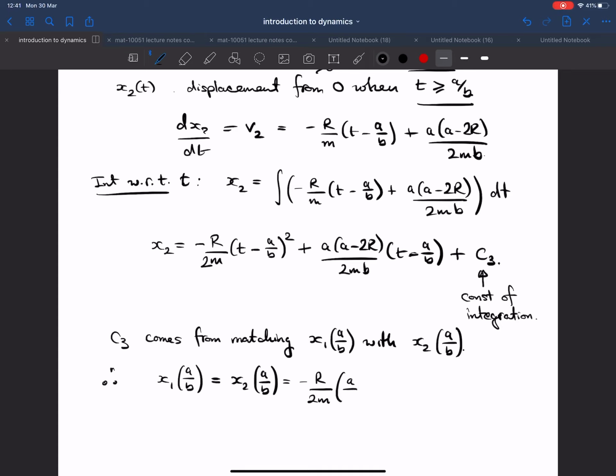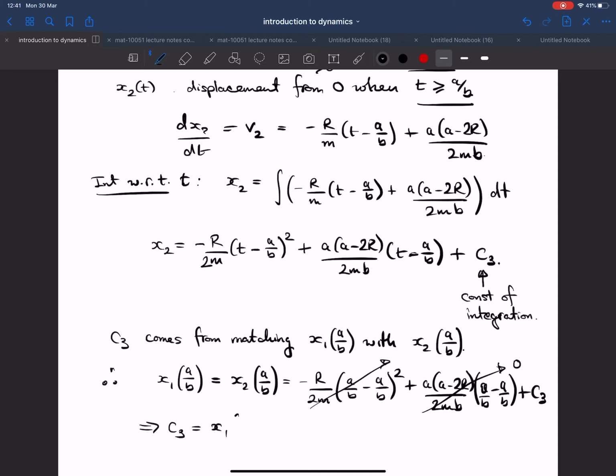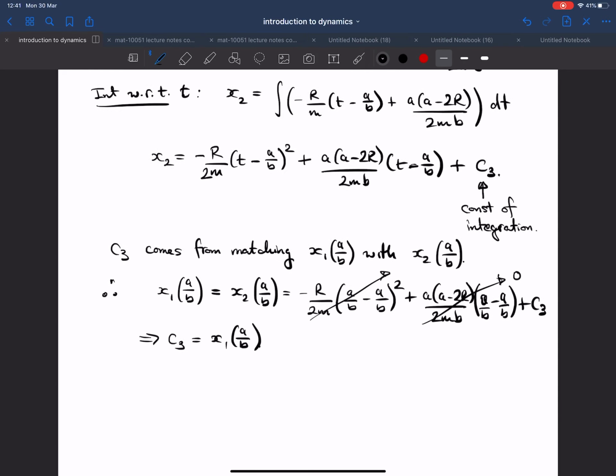But actually life is easy because we kept the factors that vanish. Okay, a over b minus a over b, plus c3. So remember that this is 0. This is 0 now because we have a over b minus a over b as factors in this. So c3 is just our constant, whatever this is. Fantastic.